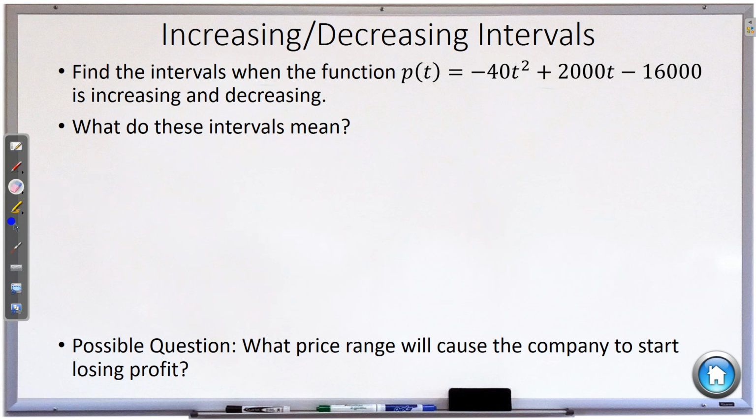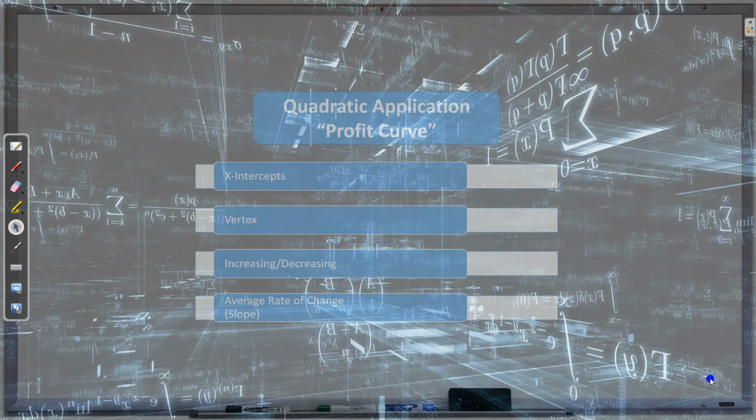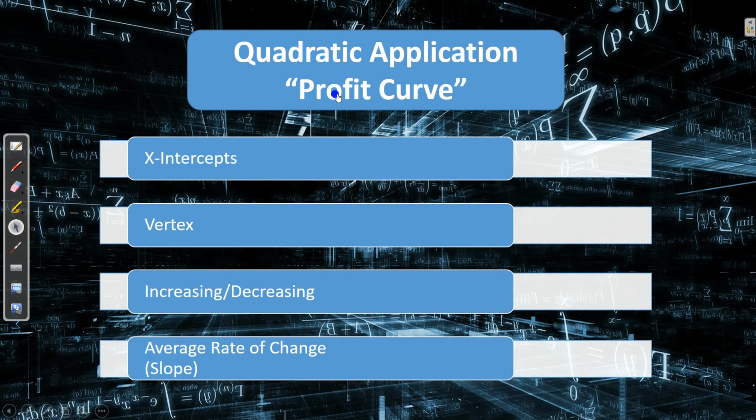So that gives us a good example of how to apply our quadratic equations, our parabolas, to a profit curve, something other than projectile motion. Hopefully that makes some sense. Good luck.